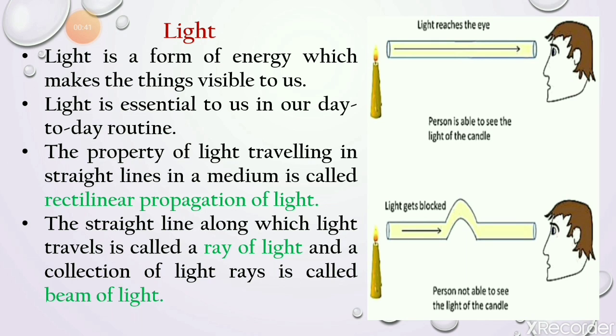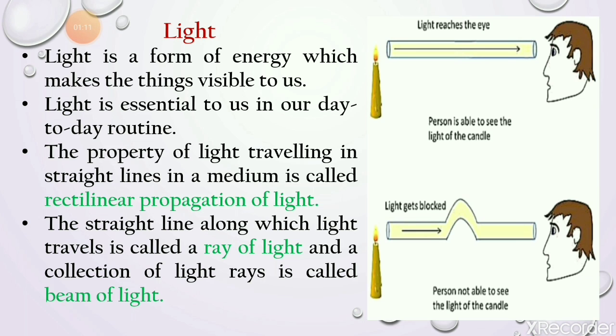We have to recall all these things, that light is a form of energy which makes things visible to us, and that is why it is very important in our day-to-day life. Then the next thing is rectilinear propagation of light. Simply, it is the property of light to travel in a straight line. When light travels in a straight line, this property of light is called rectilinear propagation of light.